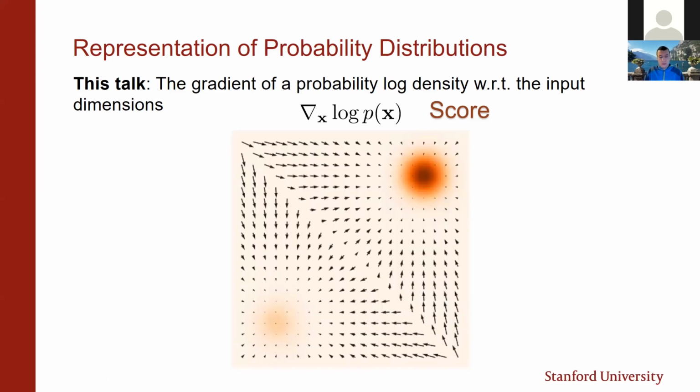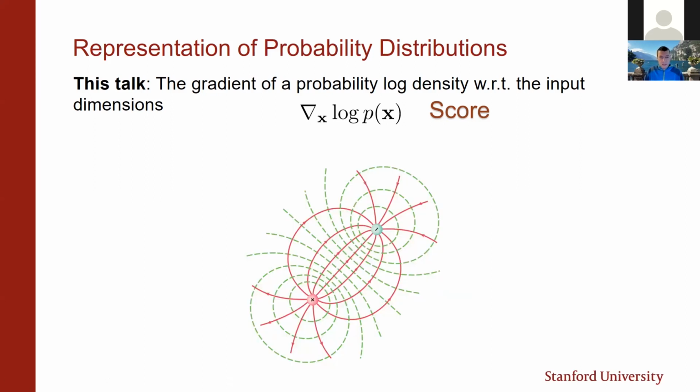If you like analogies with physics, this is like thinking about an electric potential versus an electric field. They're similar objects, but there might be situations where you want to work with one versus the other. So why should we use scores instead of working directly with the log density?